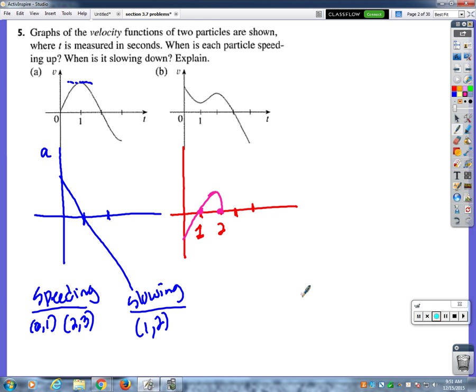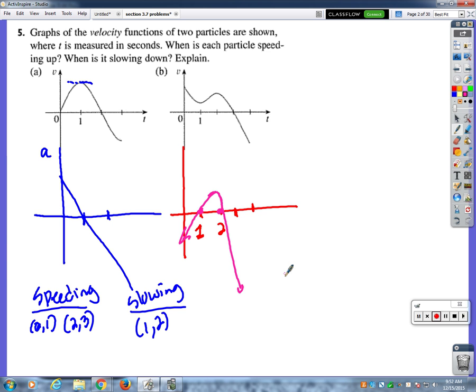When you think about your knowledge of derivatives, this is a cubic function. So the derivative of a cubic is going to be like that.